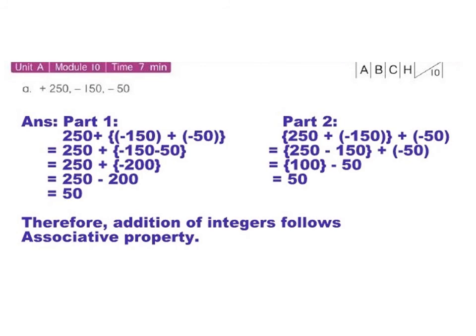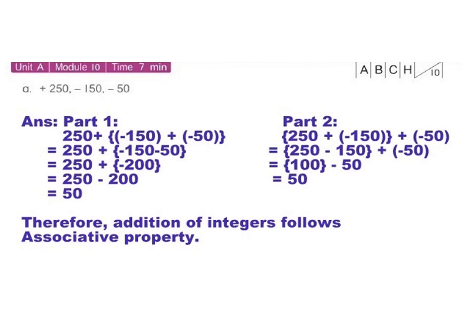So there will be two parts to the answer. The first part, we will add 250 plus {minus 150 plus minus 50}. So first of all we will add minus 150 and minus 50, which will give us minus 150 minus 50, which is equal to minus 200. So now we will add this minus 200 to the first integer, that is 250. So it will become 250 minus 200, which will give us 50.